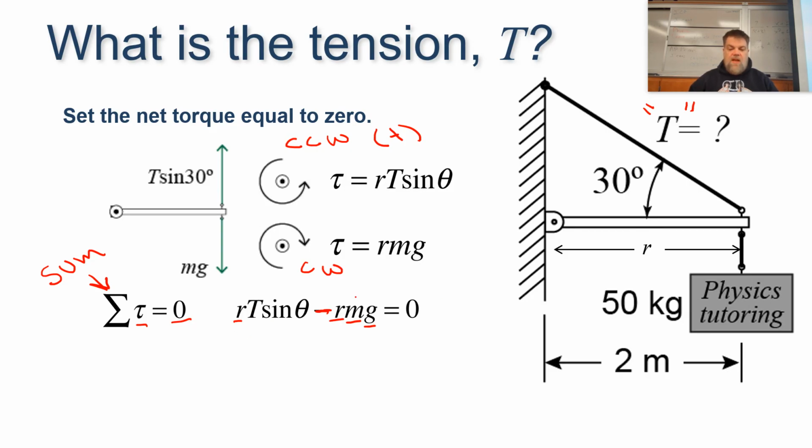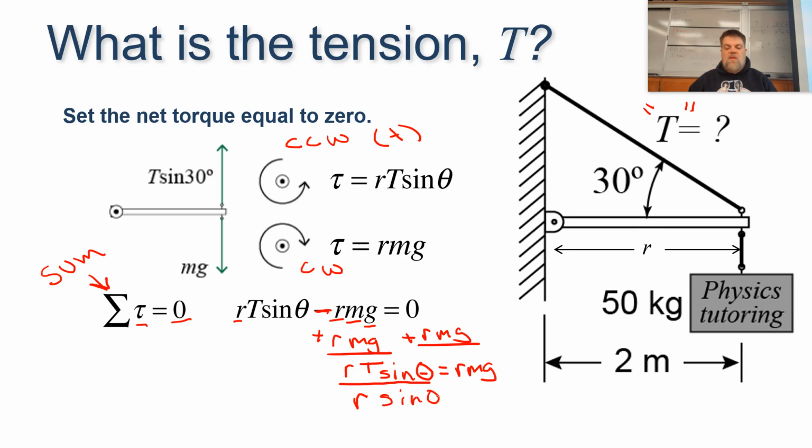So what I want to do is I'm going to move this to the other side. I'm going to say plus r m g. Whatever I do on one side, I have to do to the other. And so I get r T sine of theta is equal to r m g. So to get T by itself, I'm just going to divide by r sine of theta on both sides.